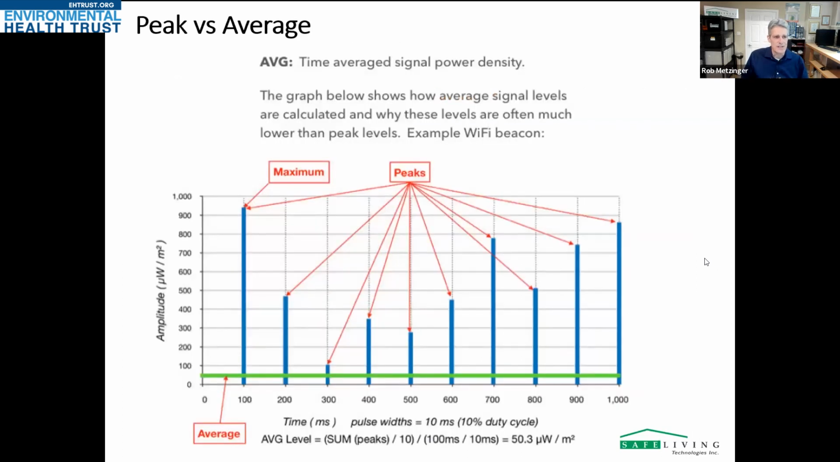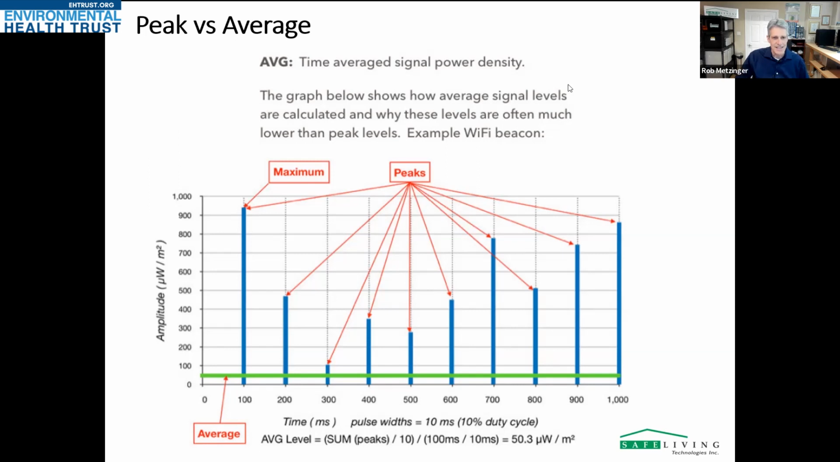Also, another important thing to understand is peak versus average. The industry uses average power, and this graph will give you an indication of how different they can be. When you're measuring pulsed digital signals, using average measurements is very misleading. On our Safe and Sound meters, we do give a peak measurement and an average measurement. And this is an example of a Wi-Fi beacon signal. The Wi-Fi beacon signal pulses 10 times per second, and we can see them here. They're approximately, in this case as an example, 10 milliseconds per pulse.